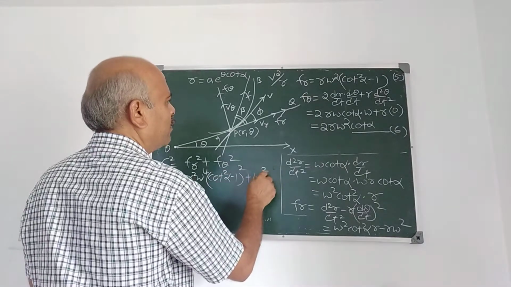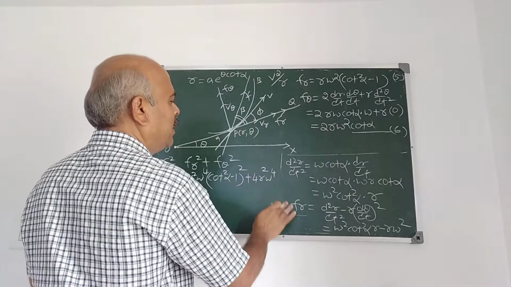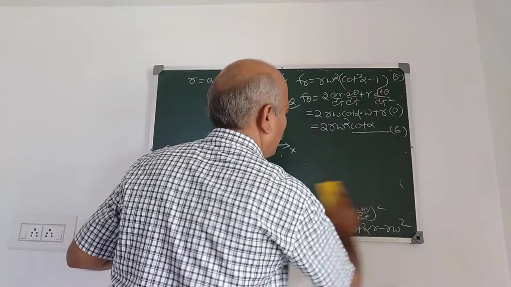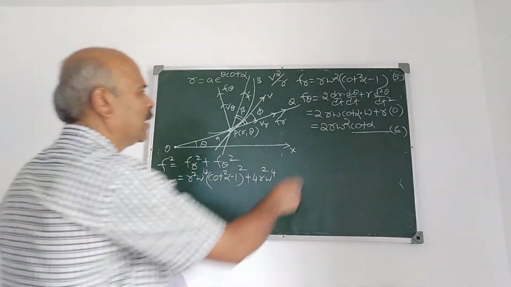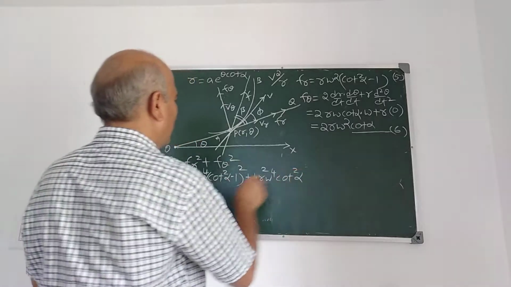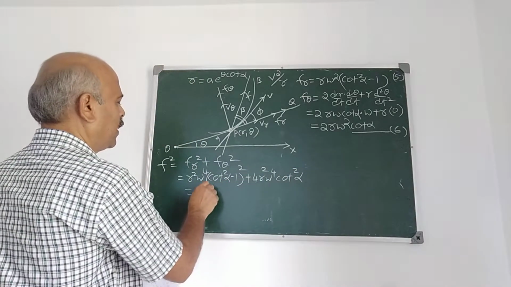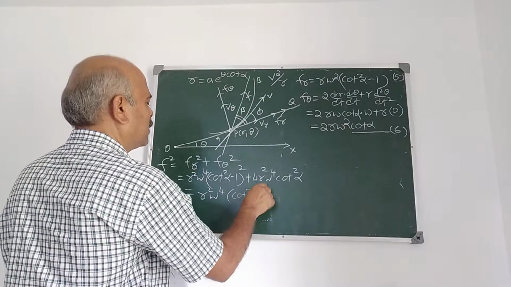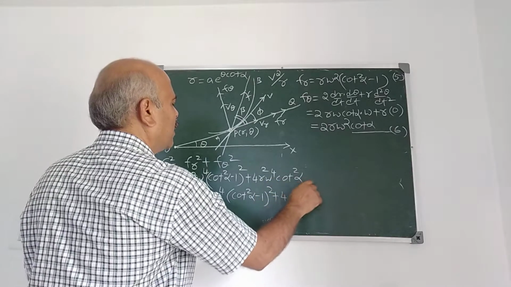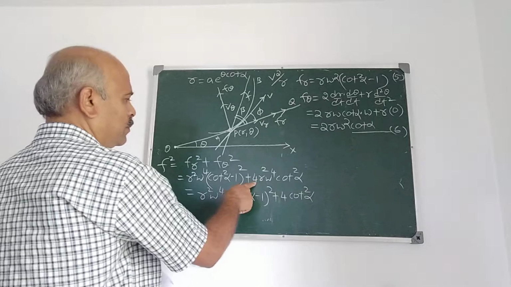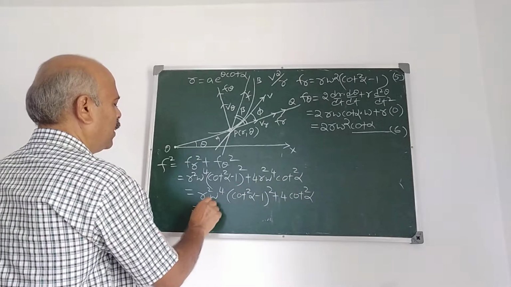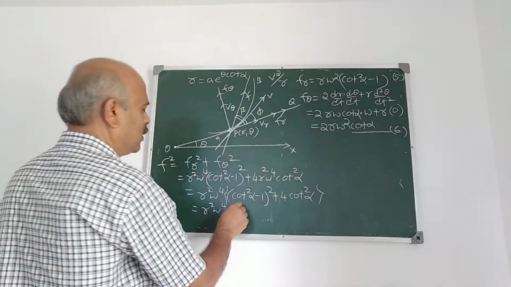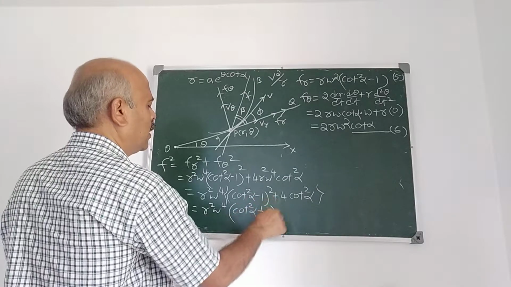It is 4r square omega raised to 4 into cot square alpha. Now what is the common factor? r square omega raised to 4 common. (Cot square alpha minus 1) whole square plus 4 cot square alpha. Am I correct here? 4 cot square, r square omega raised to 4 common. r square omega raised to 4 into, what is this? (Cot square alpha plus 1) whole square.